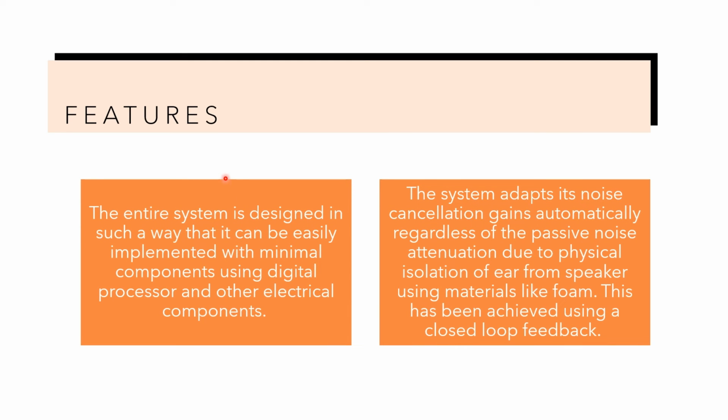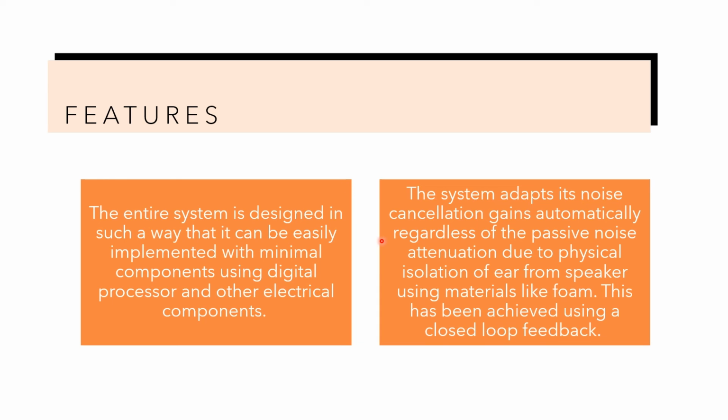So what are the features of our system? The entire system is designed in such a way that it can be easily implemented with minimal components using a digital processor and other electrical components like multipliers, adders, etc. The system adapts noise cancellation gains automatically regardless of the passive noise attenuation due to physical isolation of the ear from the speaker using materials like foam. This has been achieved using a closed loop feedback.